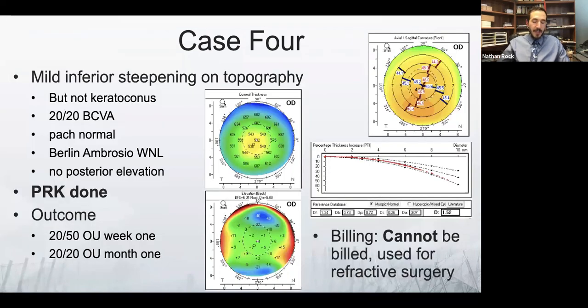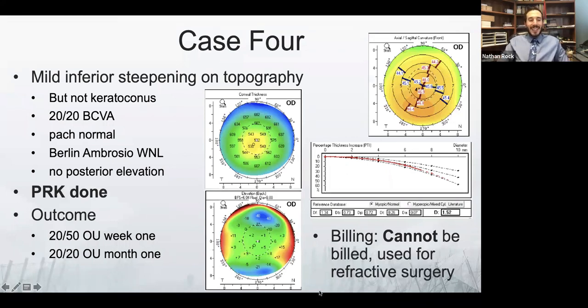So the facts on this case: there's mild steepening of the inferior cornea, but we feel confident it's not keratoconus, for several reasons. The patient sees 20/20. The pachymetry is pretty much within normal, which is reflected on the map. The manual was showing 550s. The Belin-Ambrosio analysis, reflected here, is within normal. There's no posterior elevation, which is the most important thing.